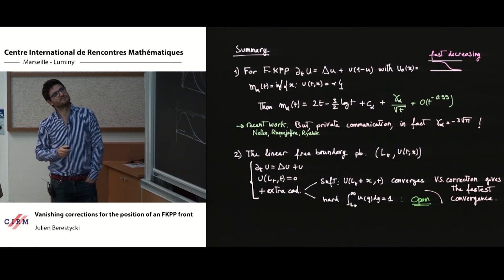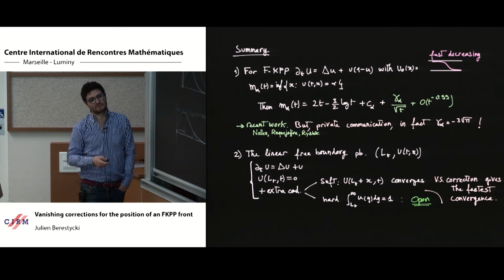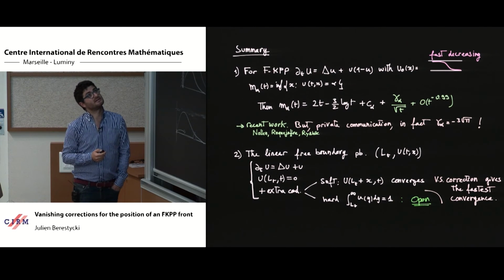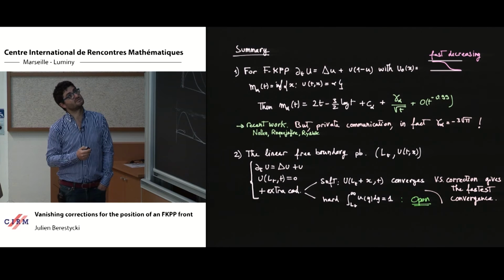So the one with no killing boundary on the real line, if you start with a fast decreasing initial condition, and you define the position of the front as the alpha quantile, so the first time your solution is alpha, then what Ebert and van Saarloos predict is that you have an expansion like this with gamma of alpha, which is universal and does not depend on alpha.